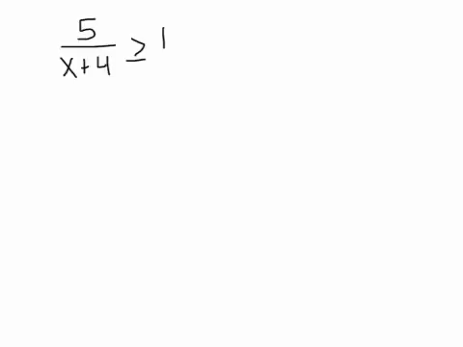To solve this rational inequality, the first thing we have to do is set it equal to 0. So I'm going to subtract 1. So I have 5x over x plus 4 minus 1 is greater than or equal to 0. I can't really do anything until I have this combined into 1.